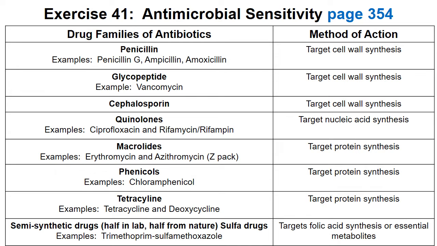So macrolides include erythromycin and azithromycin, which you might know as a Z-Pak. Phenicols include chloramphenicol. Tetracycline examples are tetracycline and doxycycline.